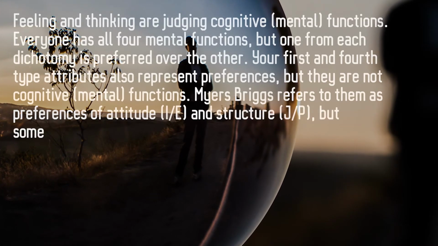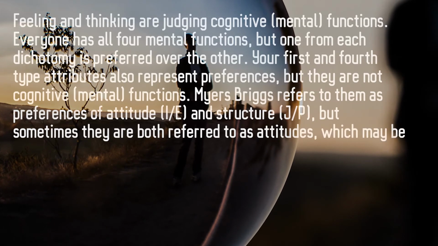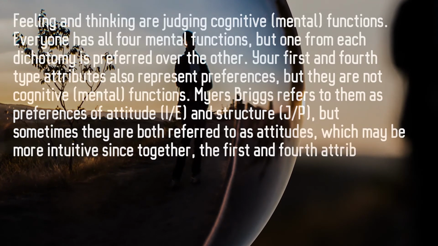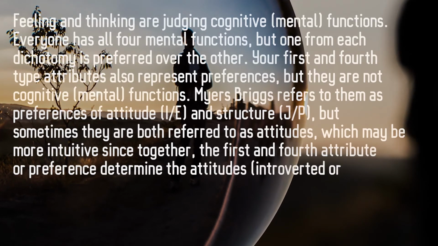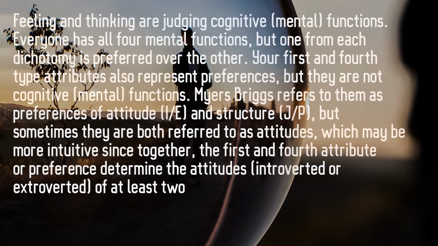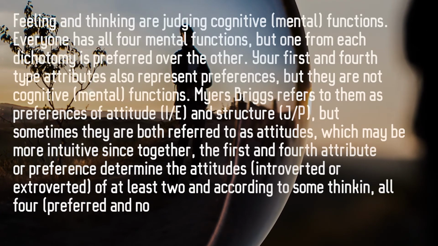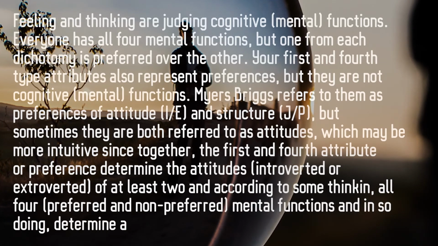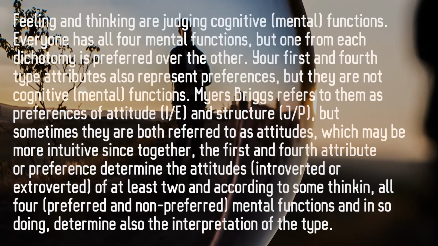Myers-Briggs refers to them as preferences of attitude, I/E, and structure, J/P, but sometimes they are both referred to as attitudes, which can be more intuitive since together, the first and fourth attribute or preference determine the attitudes, introverted or extroverted, of at least two, and according to some thinking, all four, preferred and non-preferred, mental functions, and in doing so, determine also the interpretation of the type.